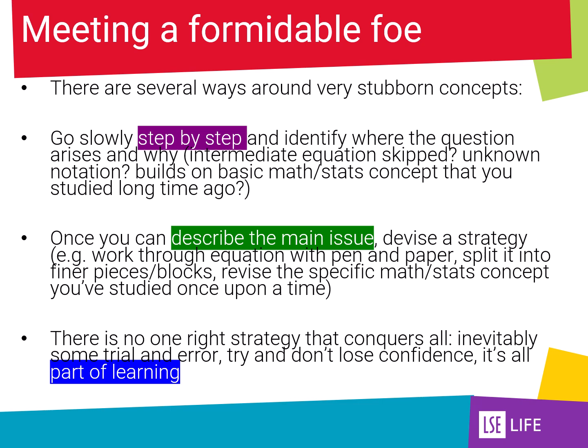Once you can describe the main issue, you can devise a strategy. For example, work through the equation with pen and paper to identify that intermediate equation skipped. Split it into finer pieces and blocks, and revise the specific concept that you've studied once upon a time and that prevents you from solving this model. There is no one right strategy that conquers all. Inevitably, it would be a trial and error situation, so please don't lose confidence. It's all part of learning.